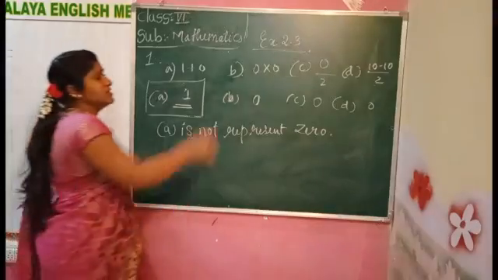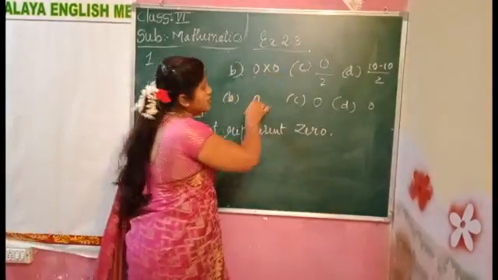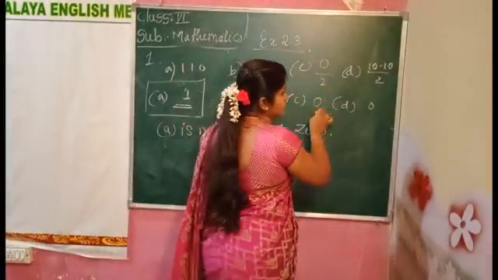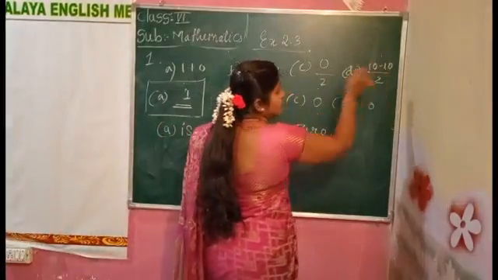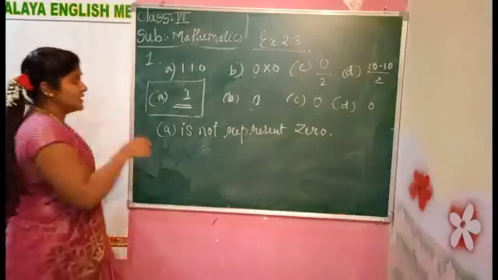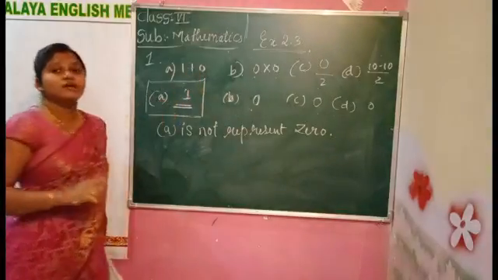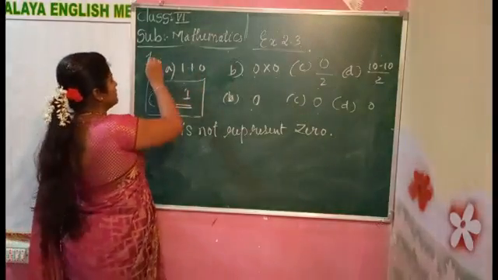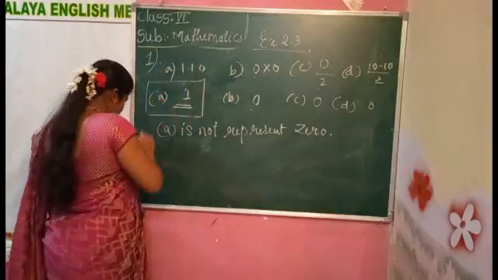How did we do it, children? 0 into 0 will be 0 only. 0 divided by 2 will be 0 only. 10 minus 10 will be 0, divided by 2 will be 0. But here 1 plus 0 will be what? 1. So this is the answer.